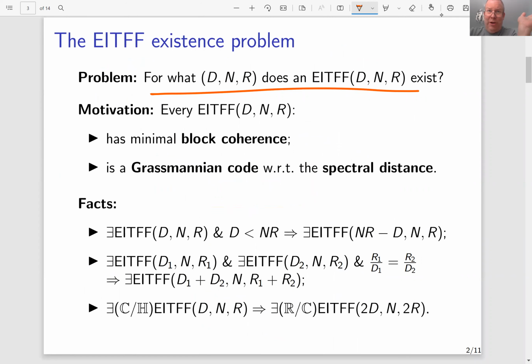I'm not going to come up with anything close to an answer one way or the other, but this part of our community is sort of obsessed with this idea of trying to characterize those D, N, and R for which these objects exist. The reason we really care about them is from a compressed sensing perspective, they have what's called minimal block coherence.